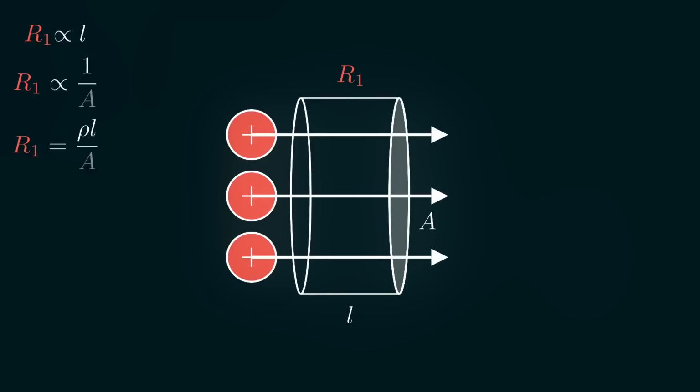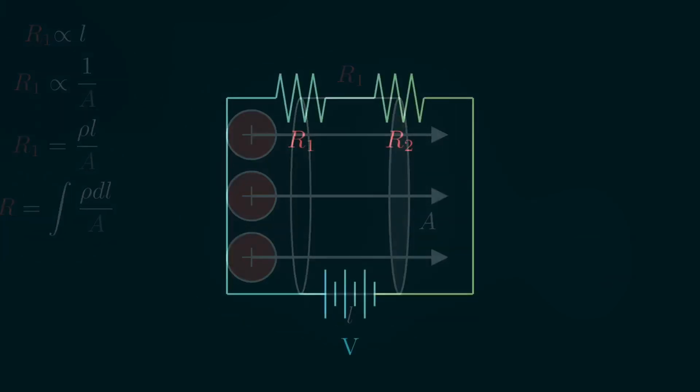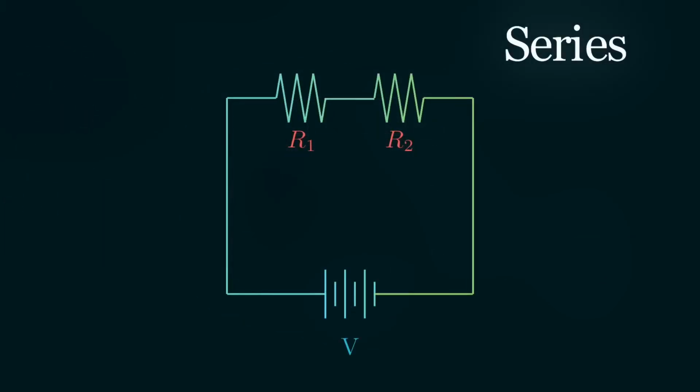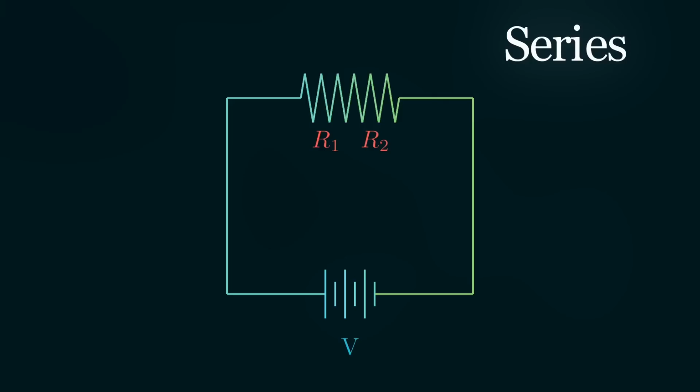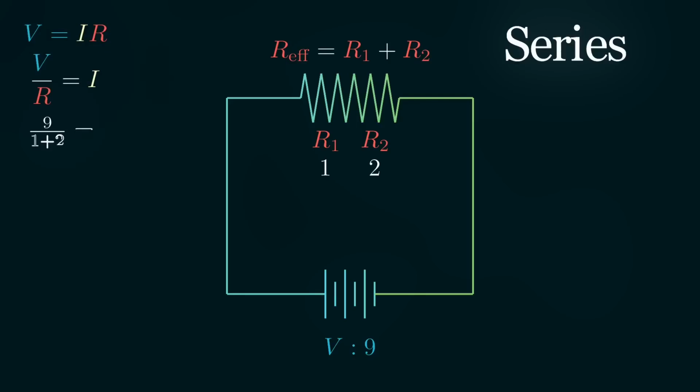And if you ever need to get the resistance of some weird object, then you're just going to add it up across each differential length as we've seen before. So when we put 2 resistors in series, one after the other, then we're effectively creating a larger resistor with a larger length. Since the resistance is proportional to length, we can get the effective resistance by just adding R1 and R2. So if our voltage is 9, R1 is 1, and R2 is 2, then the effective resistance is 3, and the current is 3 amps.